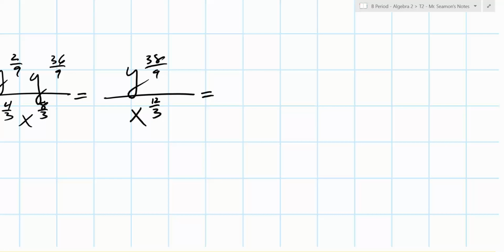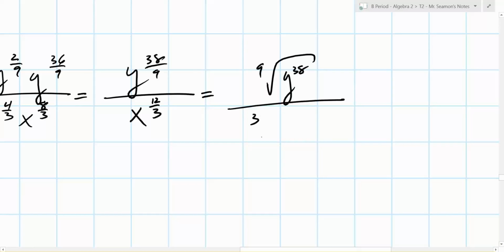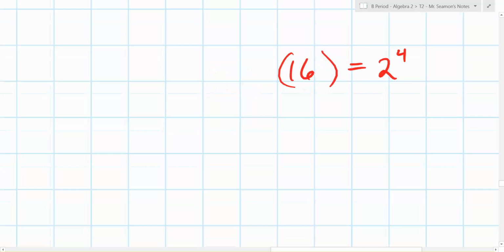Now you could stop there. That's the exponent form. You could write it in radical form, which would be the 9th root of y to the 38th over the 3rd root of x to the 12th. Either one of these is fine. So for example, 16 is equal to 2 to the 4th. You will change things by doing that. Be very careful. That's not what we're doing right now.